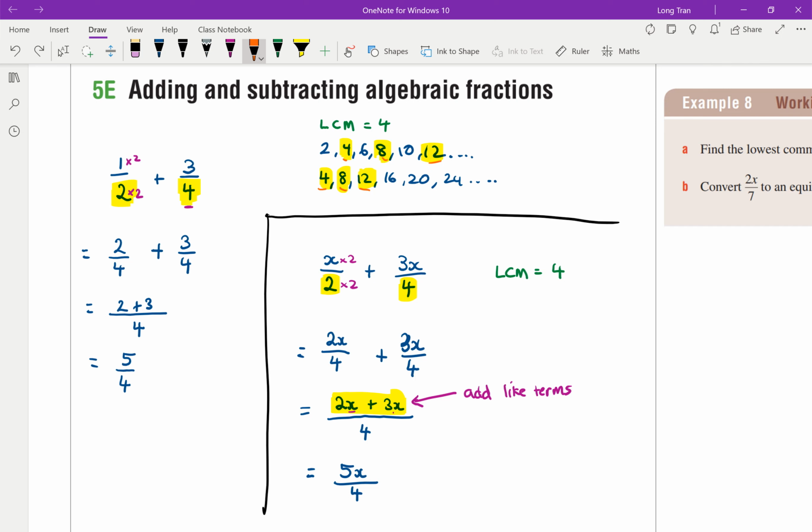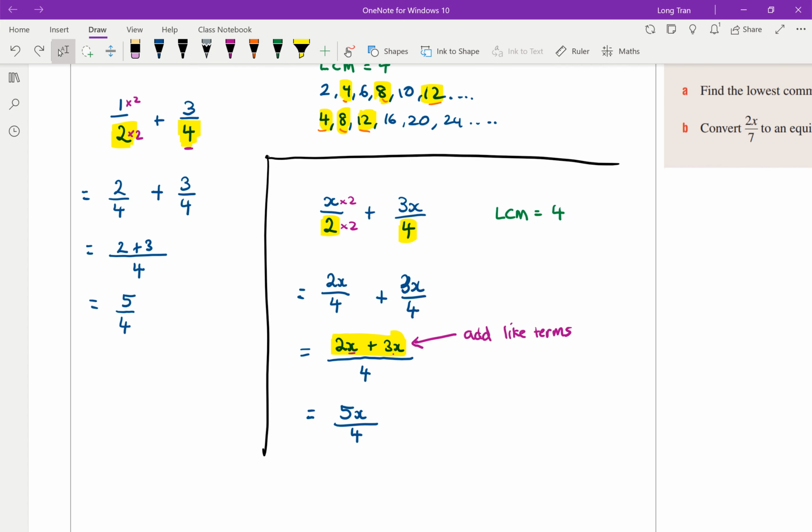So now I have 2x over 4 plus 3x over 4, and you can see here that when I'm adding them together, I'm adding like terms, which is what you normally do with algebra, right? That's what you were doing prior to this point. You were adding like terms. So these two have an x, so they're both x terms, and they have 2x and 3x. Therefore, when you add them together, you get a total of 5x over 4. Okay, so that's how you would add fractions.